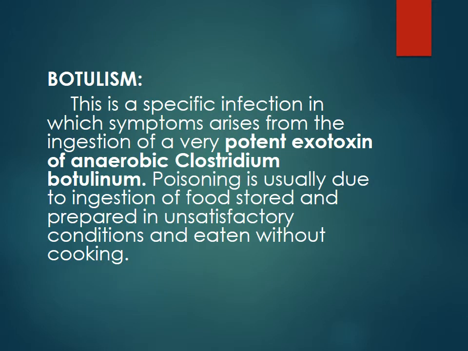Now let's go to botulism. What is botulism? This is a specific infection in which symptoms arise from the ingestion of a very potent exotoxin of anaerobic Clostridium botulinum. These are toxins which are in foods that were prepared using unsanitary utensils, dirty hands, and so on and so forth. Poisoning is usually due to ingestion of food stored and prepared in unsatisfactory conditions and eaten without cooking. These are also foods which are raw. So there is a toxin present, from the bacteria Clostridium botulinum, and due to this bacteria, this results in food poisoning.